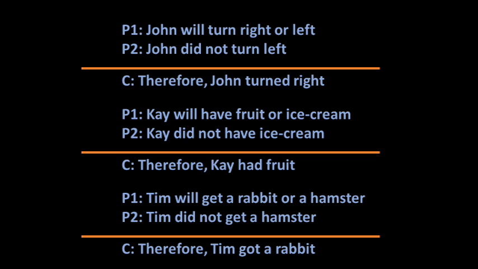John will turn right or left. John did not turn left. Therefore, John turned right. Kay will have fruit or ice cream. Kay did not have ice cream. Therefore, Kay had fruit. Tim will get a rabbit or a hamster. Tim did not get a hamster. Therefore, Tim got a rabbit.